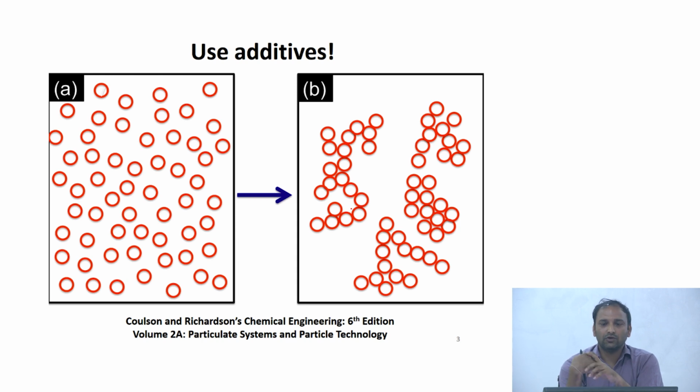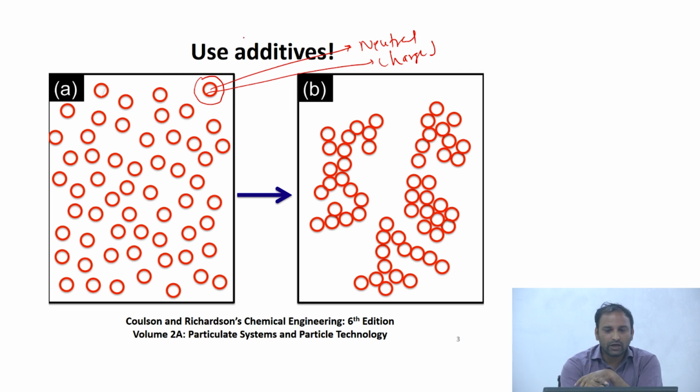But it turns out that the kind of additives that you're going to use depends on a lot of factors. It depends on the type of particle that you have in the dispersion, whether the particles are, say, neutral or whether the particles are charged. Basically, the characteristics of the particles become important.